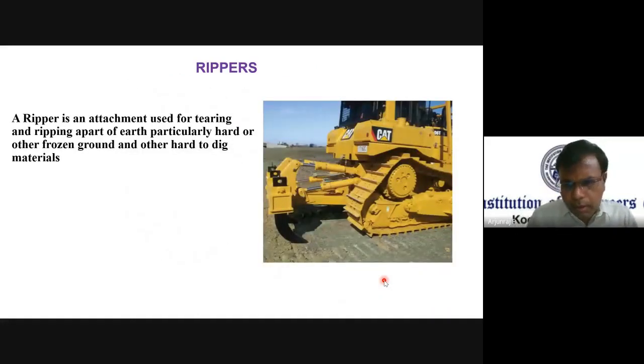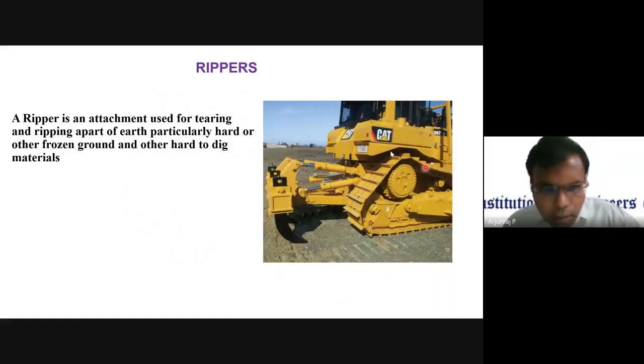This is the important machine called a ripper machine. This machine is used for tearing and ripping apart the earth, particularly hard and frozen ground. If you have hard and frozen ground and you want to dig the materials, these rippers can be used.